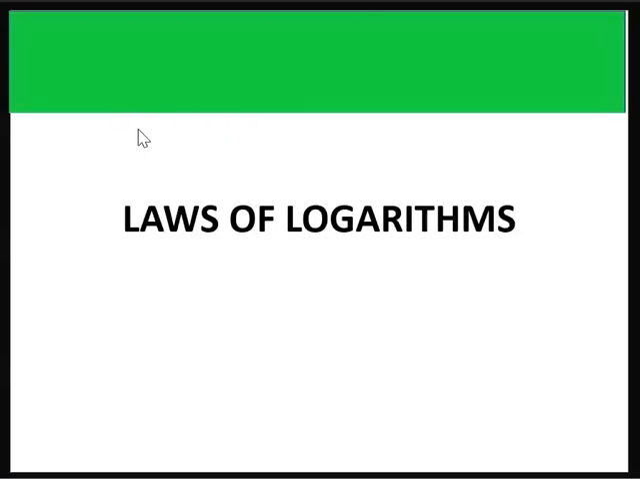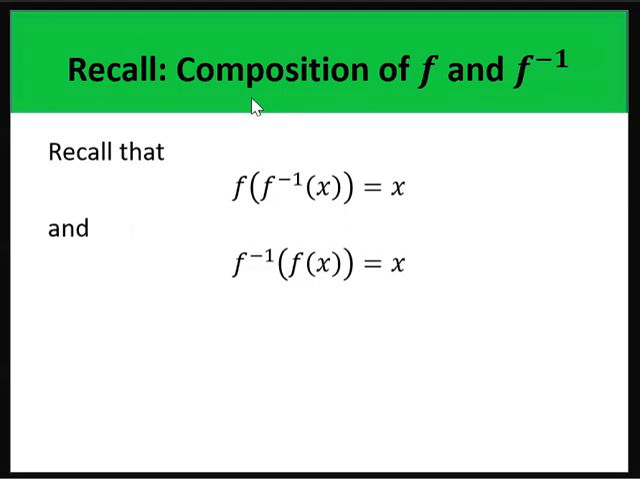Hello everyone. In this video, we shall discuss the laws of logarithms. These laws may be used in solving for exponential and logarithm functions, which will be discussed in the succeeding videos. So first, let's recall that whenever we have a function f of x, and its inverse function f inverse of x, the composition of these two functions will always be equal to x.